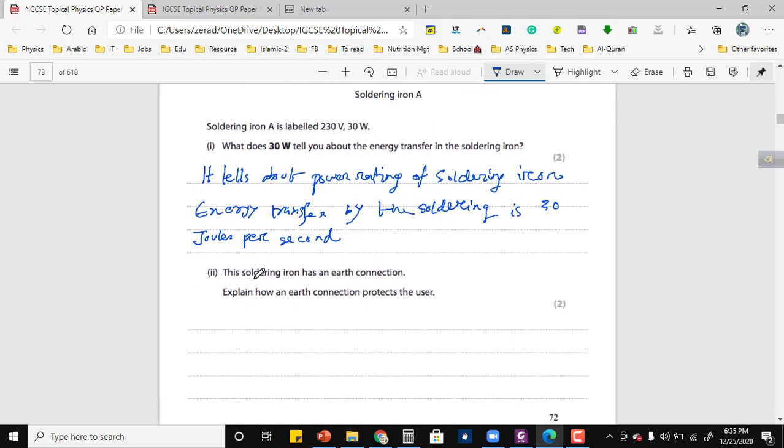Okay, the next question says this soldering iron has an earth connection. Explain how an earth connection protects the user. So we know that the earth connection will protect the user from getting an electric shock. So you can write that earth connection protects the user from getting an electric shock.